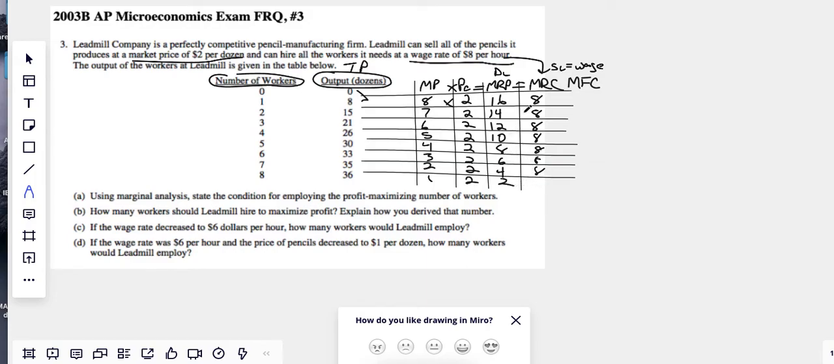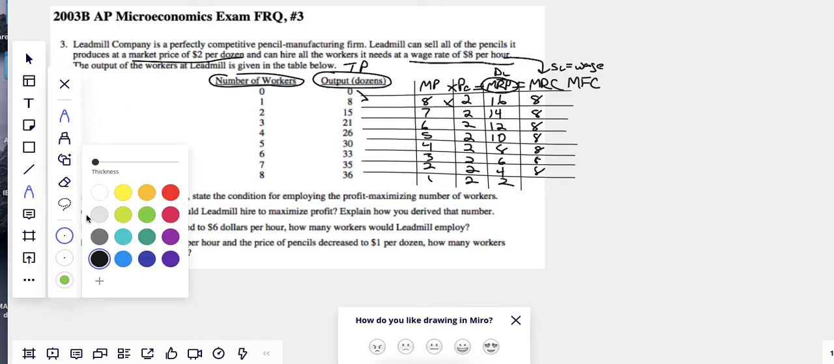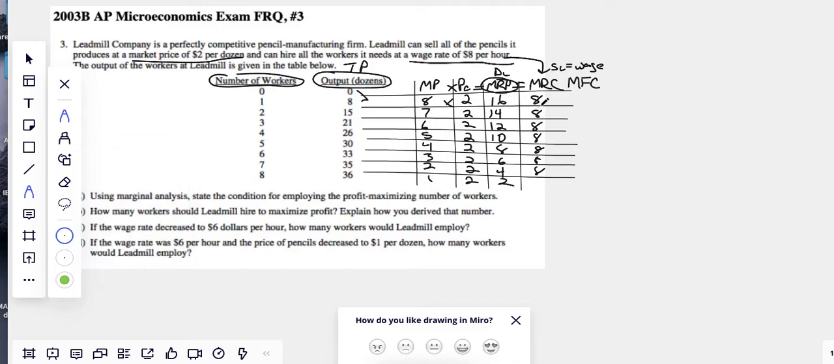So, understand here that this MRP implies this is what each worker brings into our company. This first worker produces 8. We can sell them at $2 each. He brings $16 in to the company, and we only pay him 8. I like this guy a lot. This guy brings $14 into the company. I only pay him 8. I like him. We're going to hire where your marginal revenue product equals your marginal revenue cost.